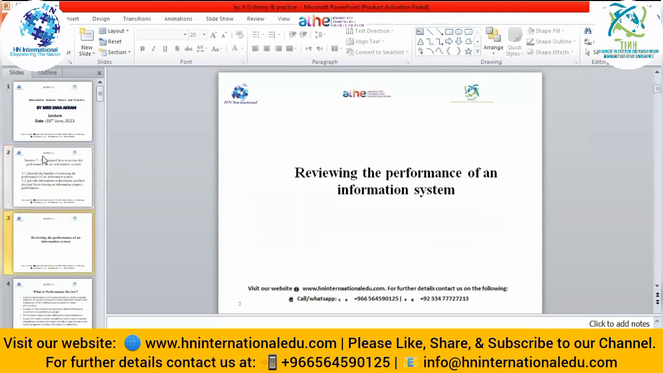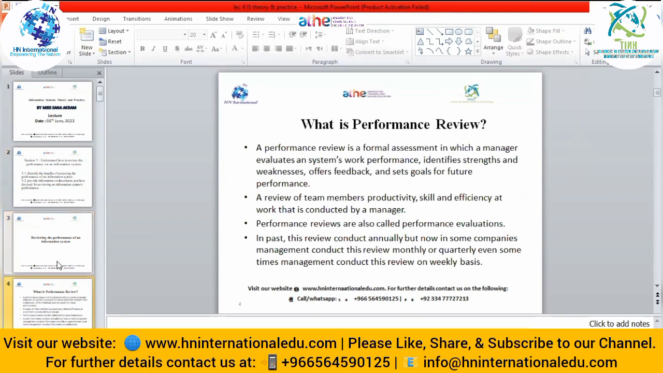Before going into the detail, first of all, we have to know what is meant by review, and how we can review the information system. Then we will learn about the benefits of reviewing an information system. Now, what is performance review? What is meant by performance? We have to judge whether we are working well or not. That is our performance. Our performance is good or bad.